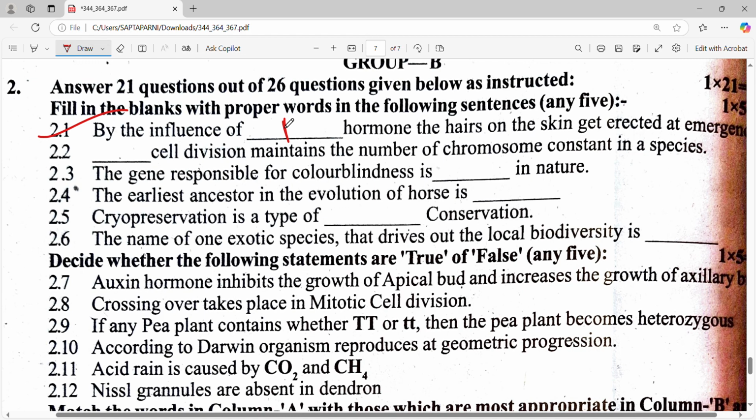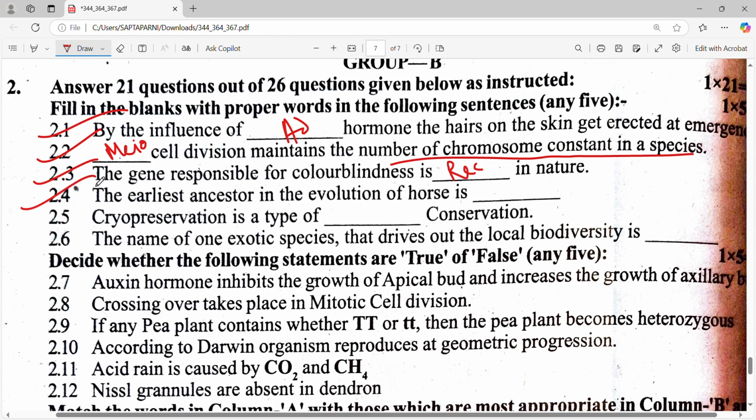The correct answer is adrenaline hormone. Okay. Dash cell division maintains the number of chromosomes constant in a species. The answer would be meiosis cell division. Okay, meiosis cell division. Next, the gene responsible for color blindness is dash in nature. It is recessive in nature. Okay, it is an X chromosomal recessive gene.